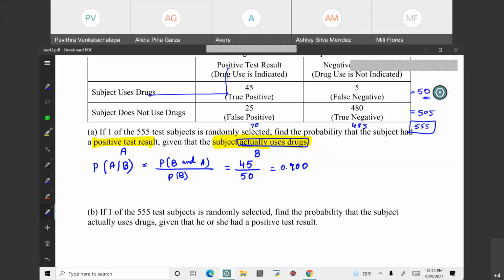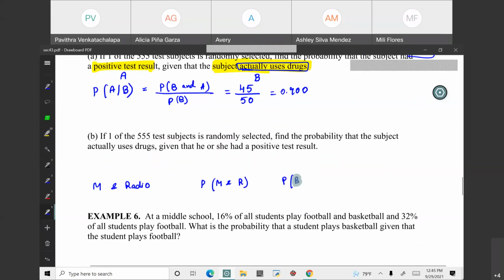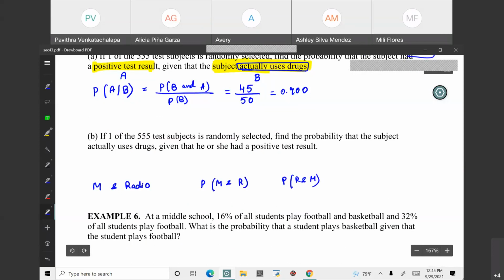Now, is probability of B and A equal to probability of A and B? If I say that in the previous question we saw about male and radio, the number of males who also prefer radio, is that equal to the number of people preferring radio who also have to be male? Let me write it here. Now I'm talking about male and radio. Is the probability of male and radio equal to the probability of radio and male? It is equal.